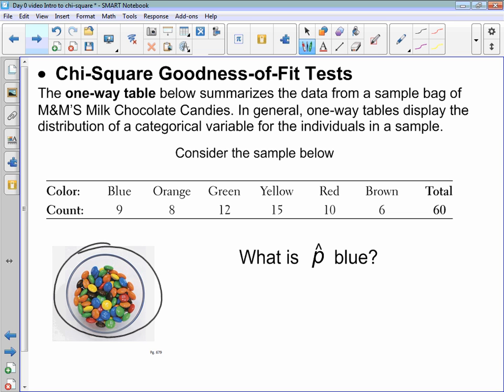And we counted them. And we got 9 blue, 8 orange, 12 green, 15 red, 15 yellow, 10 red, and 6 brown for 60 total. So my question for you is, what is p hat blue? Well, p hat blue would be 9 out of 60, or around 0.15.